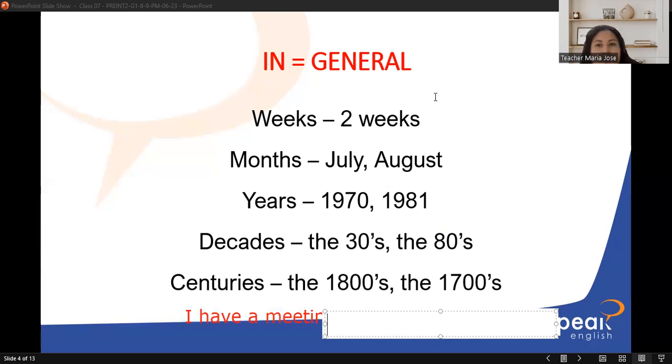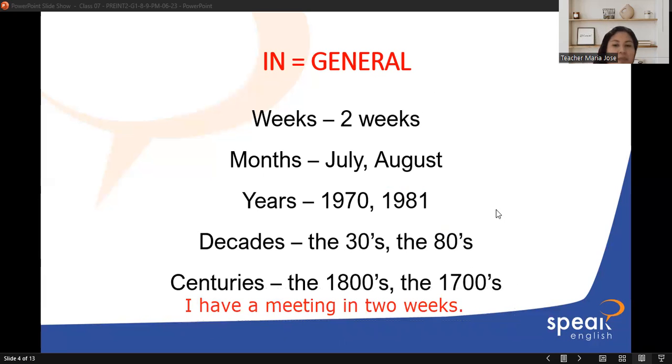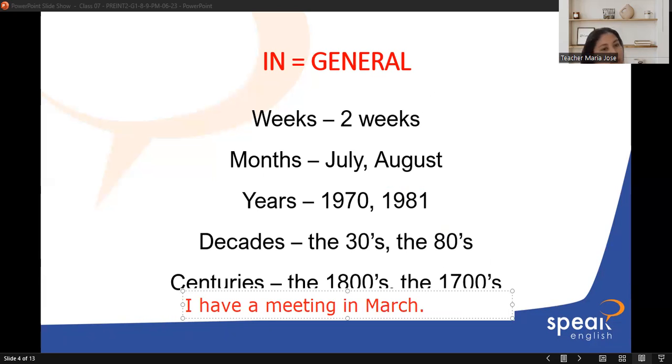Oops, give me a second. Okay, what about if instead of saying 2 weeks, I can say in a month specifically? For example, I can say in March. Can you read this example, Maria Jose? I have a meeting in March. Okay, very good.